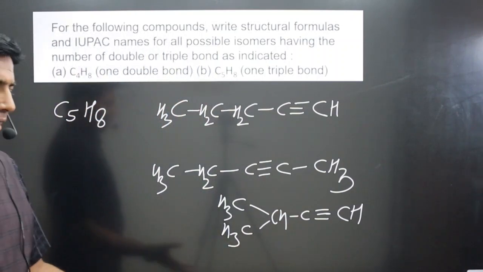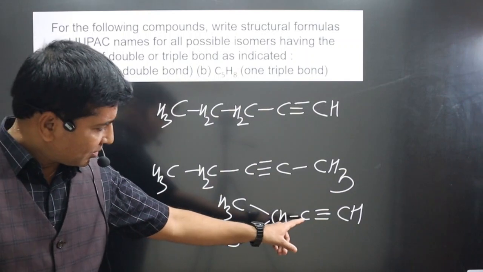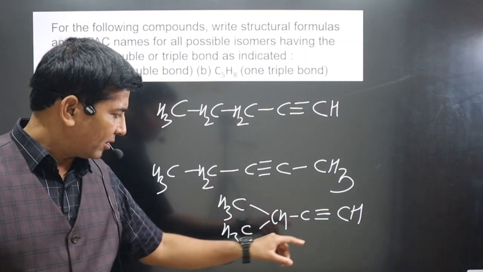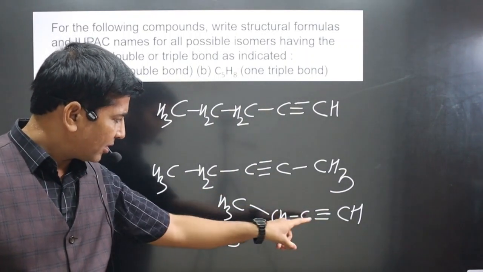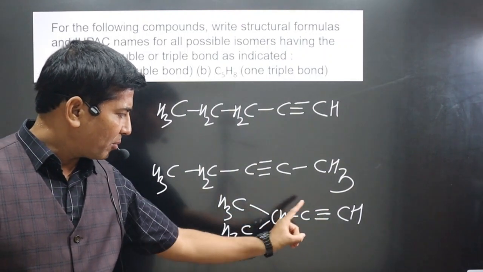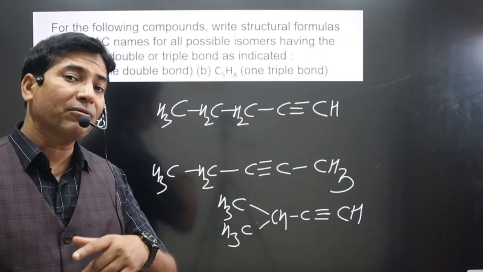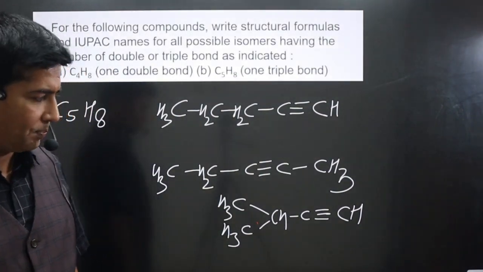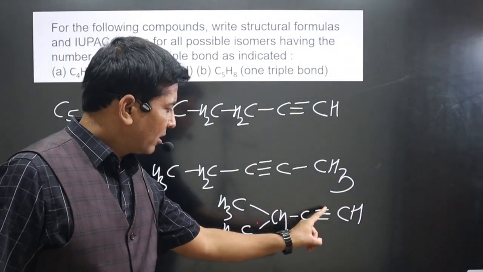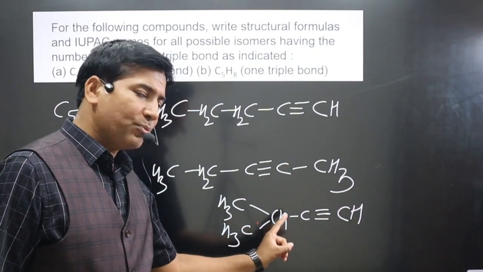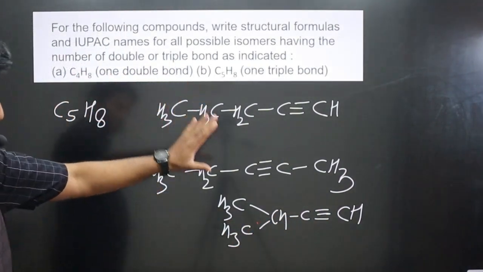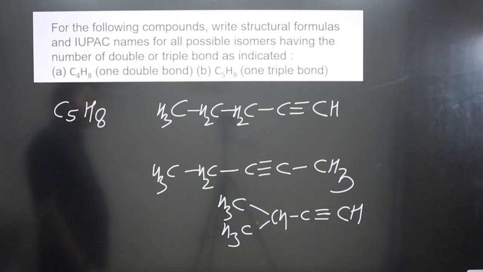Another branching is not possible because you can see the carbon is having 4 bonds. If I shift this triple bond here, this carbon is already forming 3 bonds, and carbon cannot form more than 4 bonds. So shifting of this triple bond to this place will not be possible. These 3 structures we are getting. We can do the naming also.